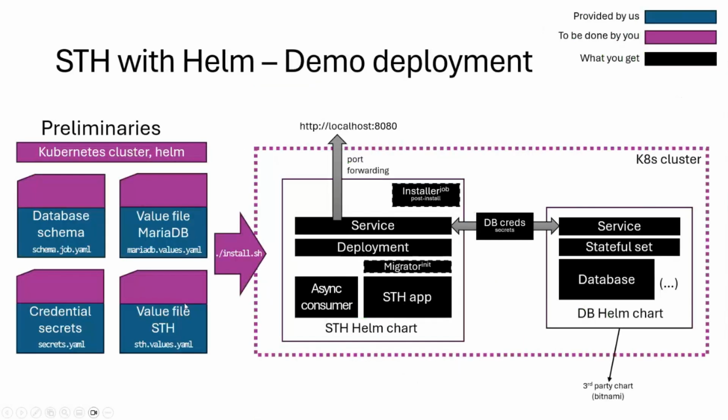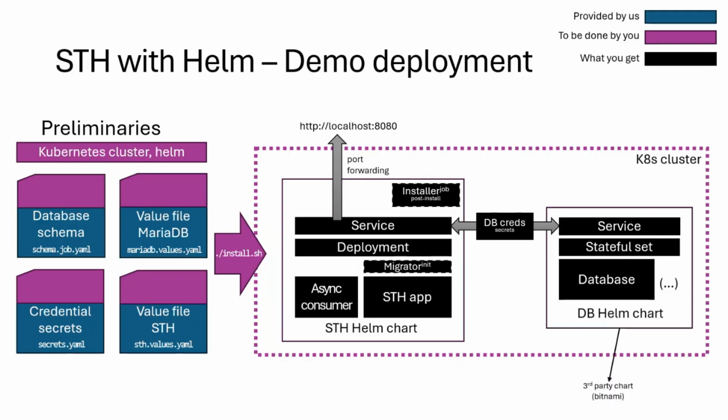But for this demonstration, we do a couple things already. We use a third-party chart, another Helm chart, for the database. That's just a MariaDB Bitnami chart. That's just a database with another service. The service in Kubernetes is the way to communicate between different deployments that exist within the cluster.